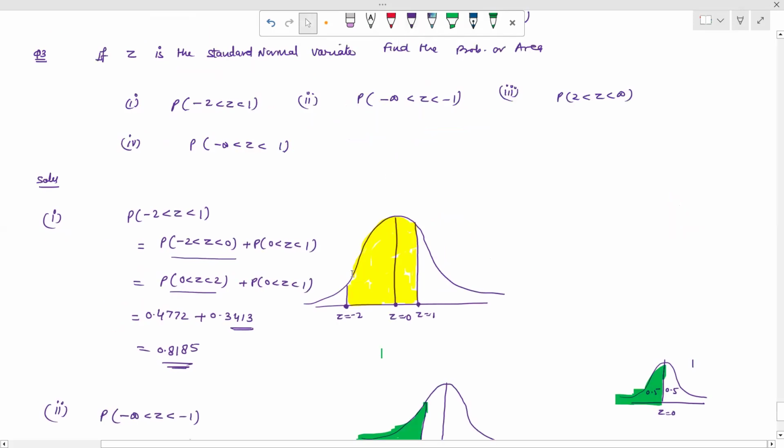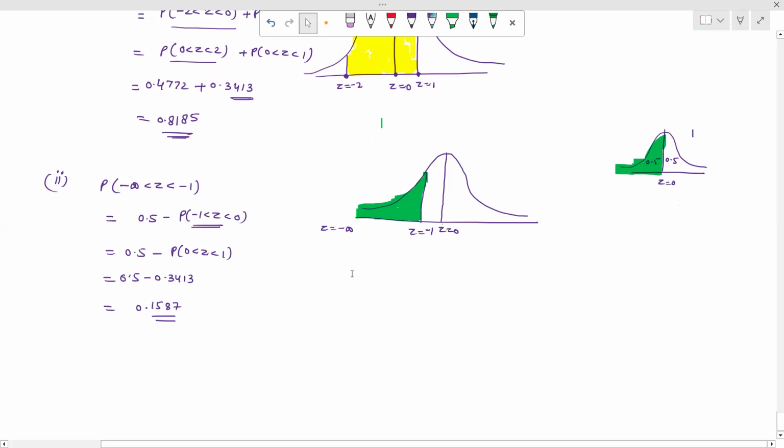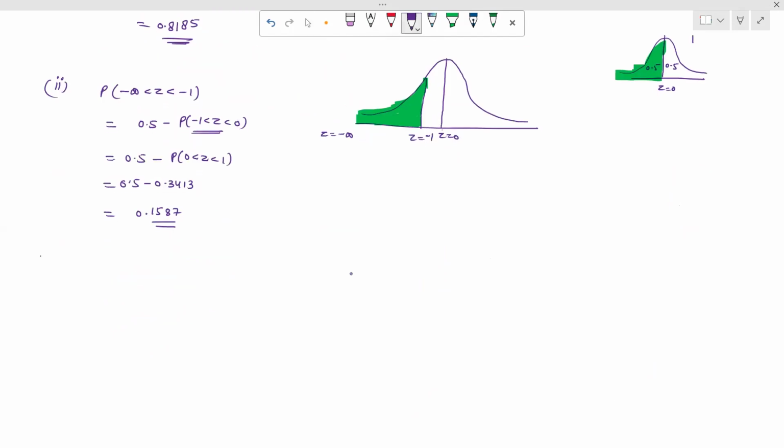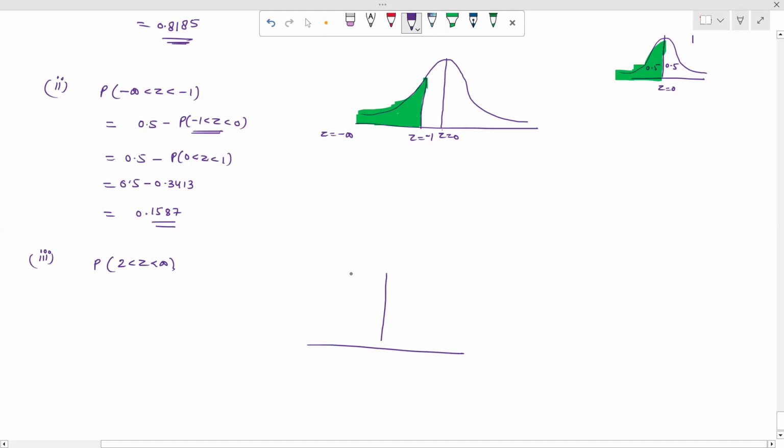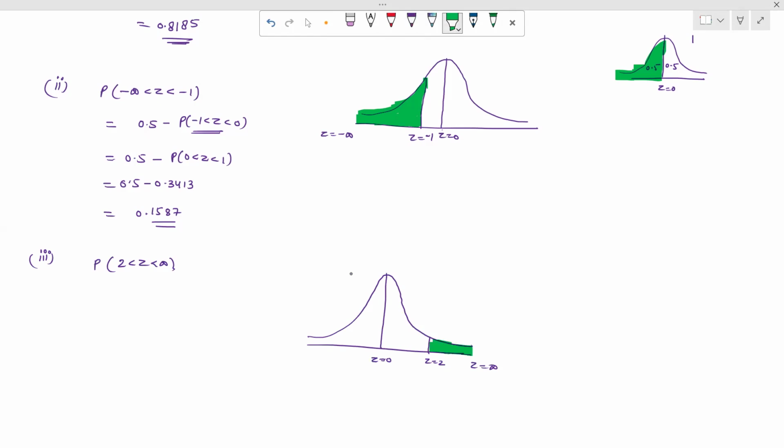So this is the second part. Now we move to the third part, which is 2 to infinity. We are going to calculate the probability from 2 to infinity. For 2 to infinity, again we draw the curve. Here z is equal to 0, and we consider z equal to 2, and on this side z is equal to infinity. Infinity means open area on this side. So this is our shaded region, the required area.